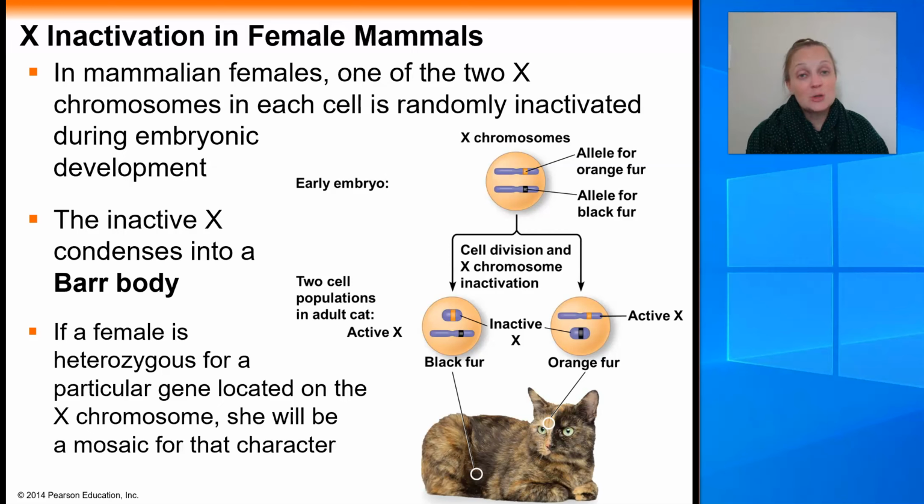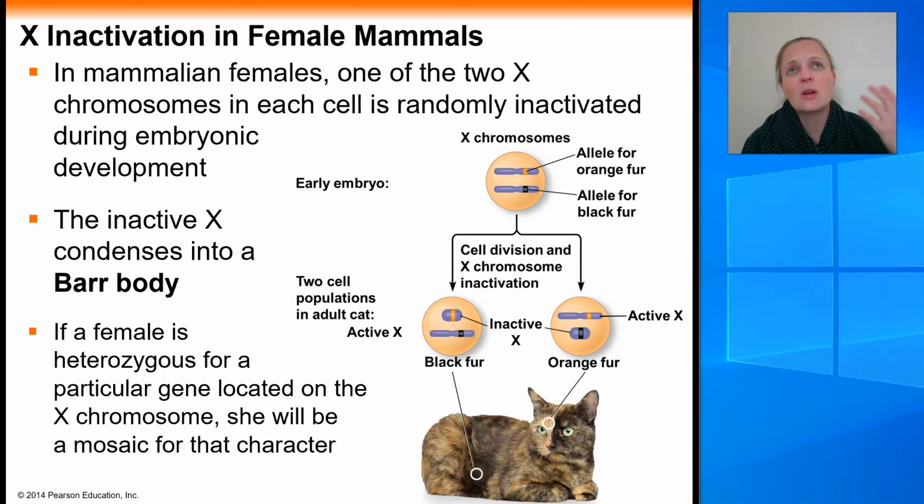Where we run into a little bit of trouble though is with the sex chromosomes. Males only inherit one X and females inherit two X's. So how is it that our species can survive with this difference in copy number? Females get two copies of all the X-linked genes and males only get one. And we still all somehow manage to survive perfectly fine. Well, this is because of an occurrence in females that's called X inactivation. So in mammalian females, one of the two X chromosomes in each cell is randomly inactivated during a certain point in embryonic development.